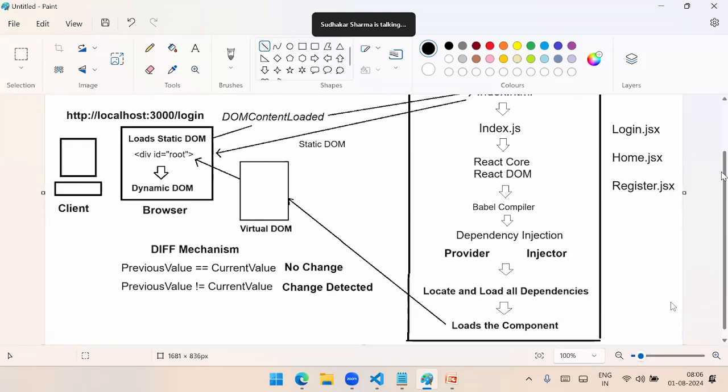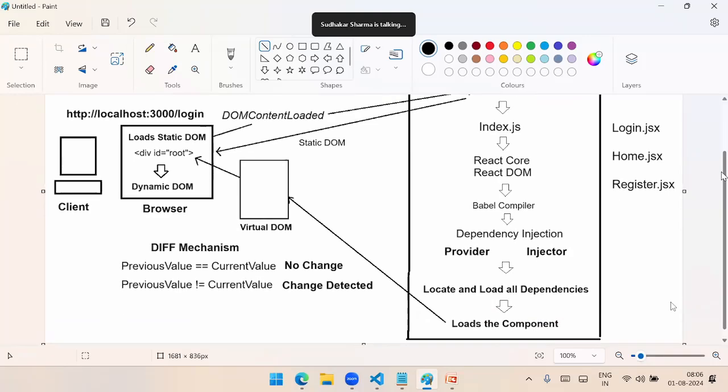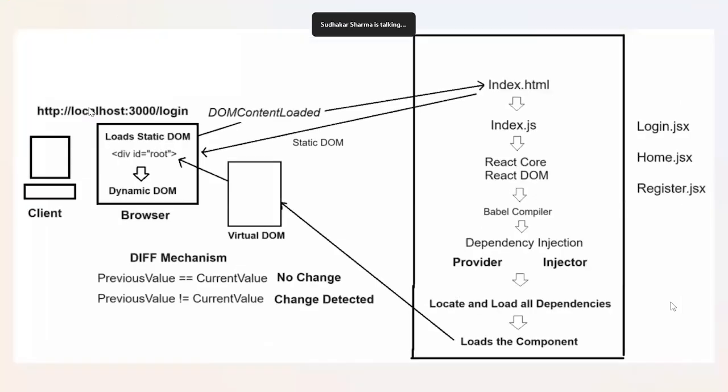The first level is how a request will come to the React app and how the React app will respond. That is the higher level. Higher level means using a routing engine, it will verify the request and load. How it is going to load, we saw here. So what is the order? The request will come to index.html.